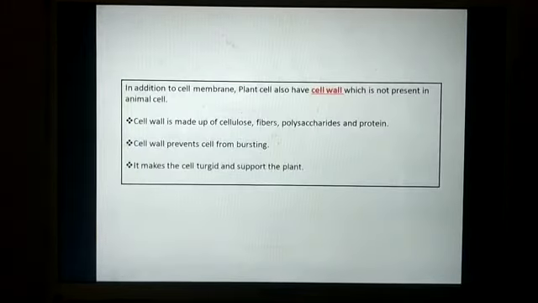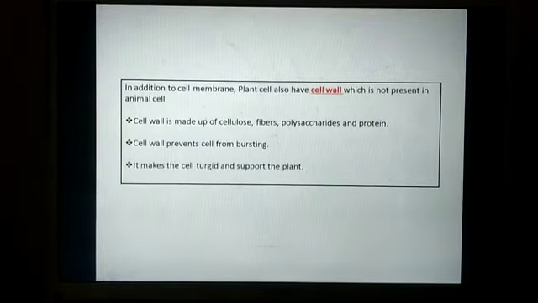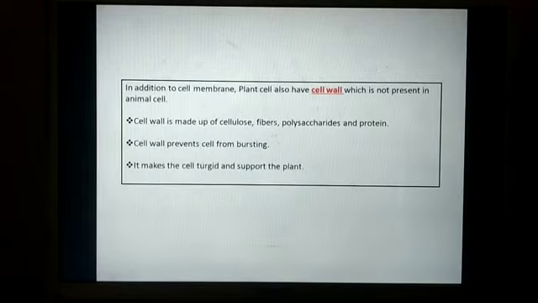Now the next is that in a plant cell, in addition to the cell membrane, you have a cell wall also, which is not present in animal cells. This cell wall is the outermost covering in a plant cell, and it is made up of cellulose, fibers, polysaccharides and proteins. Mostly it is made up of cellulose. Then it prevents the cell from bursting.